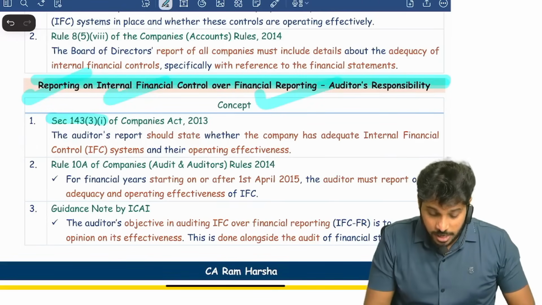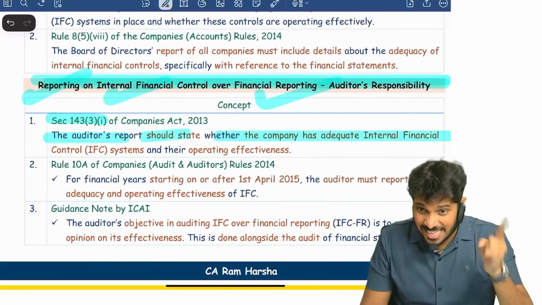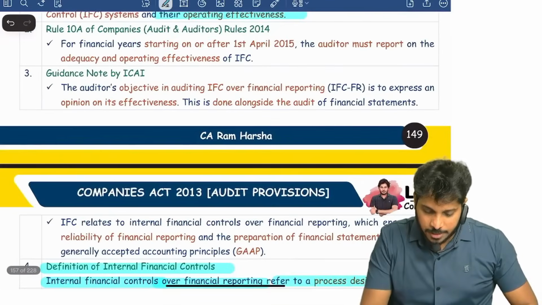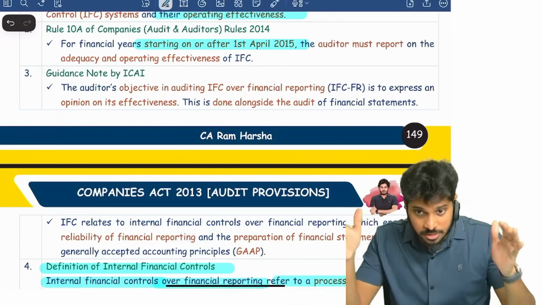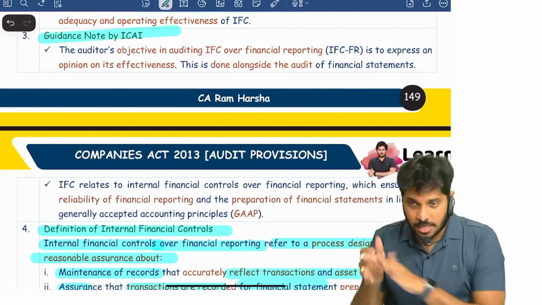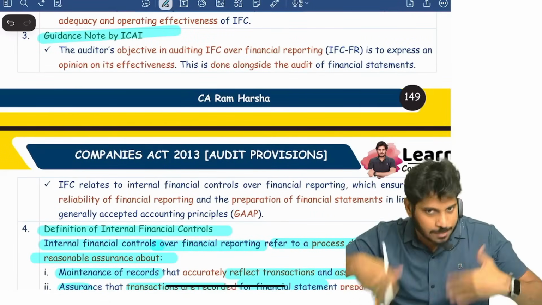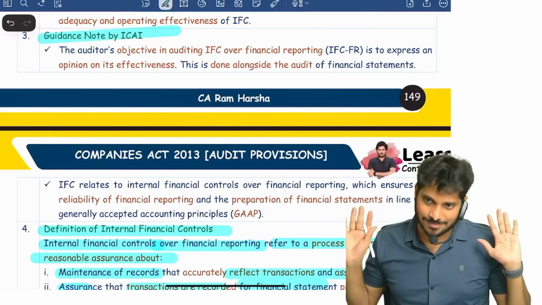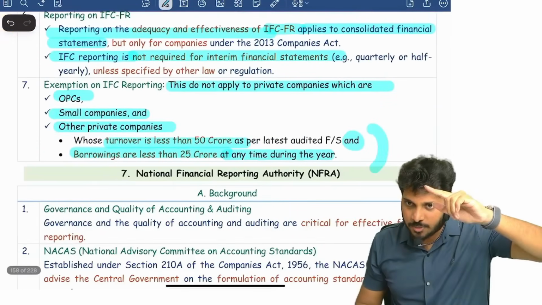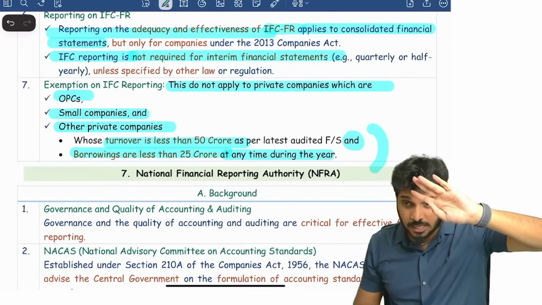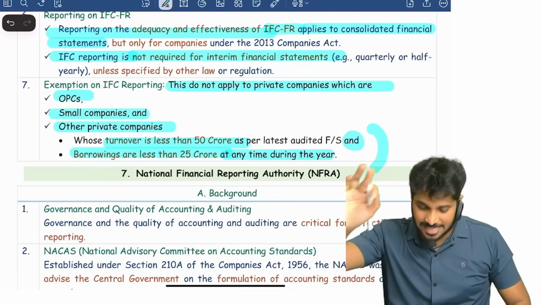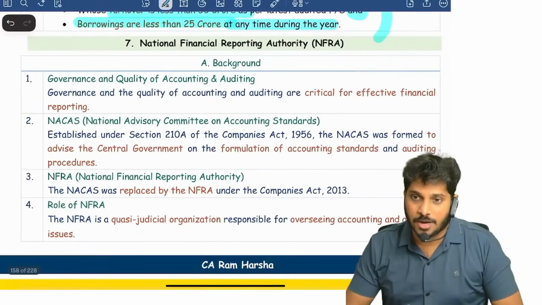Section 143(3) says the auditor's report should state whether a company has adequate IFC and their operating effectiveness. This is applicable for financial years from 1st April 2015 onwards. Here there is a guidance note issued by ICAI. The auditor can use that guidance note while reporting on IFC. That's it. Clear, all of you? And IFC reporting is not applicable for a one-person company, small company, or other private limited companies with turnover less than 50 crore and borrowings at any point of time not exceeding 25 crore. Nothing but less than 25 crore. That's it. Are you clear?